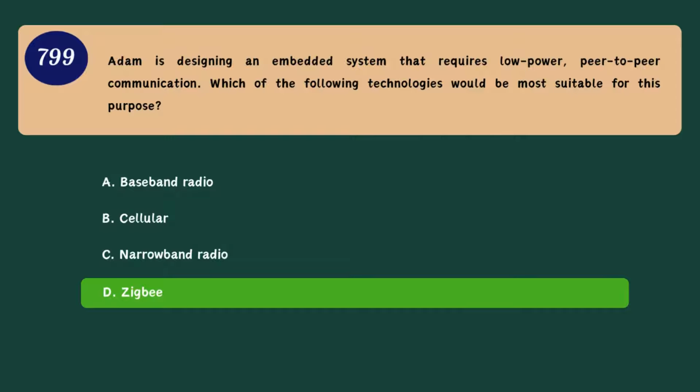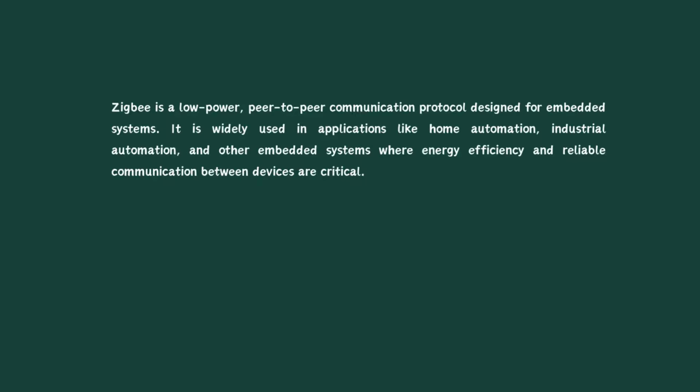Correct answer, D. Zigbee. Zigbee is a low-power, peer-to-peer communication protocol designed for embedded systems. It is widely used in applications like home automation, industrial automation, and other embedded systems where energy efficiency and reliable communication between devices are critical.